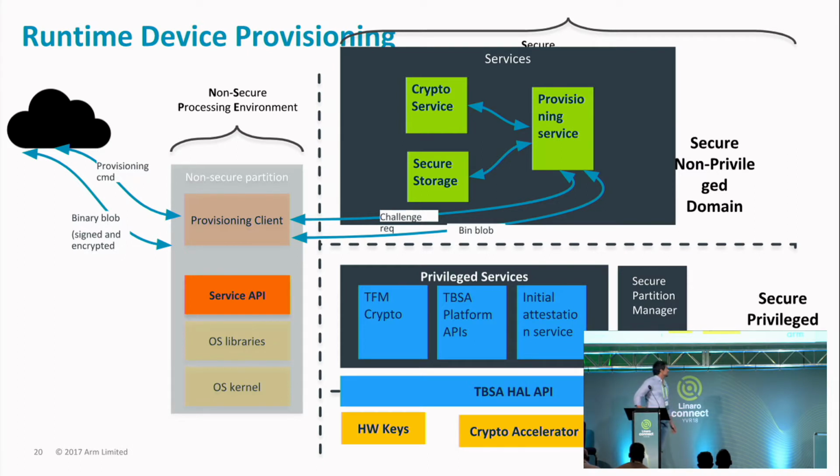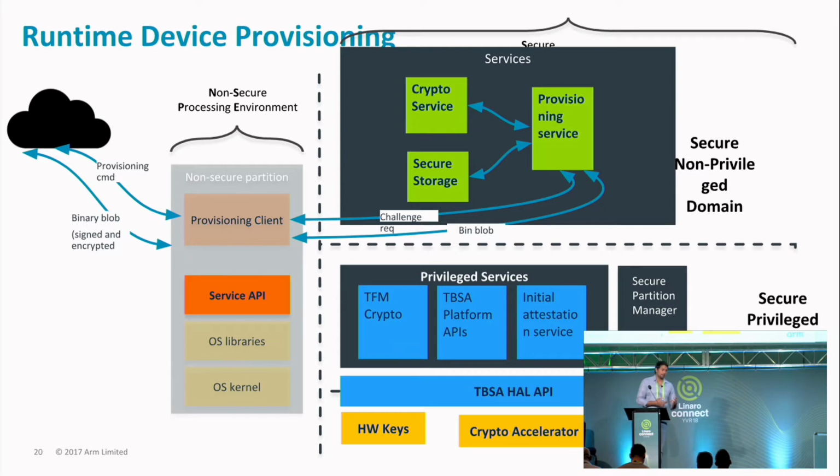So the server sends a command to the provisioning client on the non-secure side. The provisioning client tells the provisioning service on the secure side, hey, there is a request for provisioning, what should I do? The provisioning service replies back with a challenge. It says, here is a token. If you want to send me a provisioning command or a provisioning blob next time, you better sign the blob with this challenge. The provisioning client will take the challenge and pass it on to the cloud.